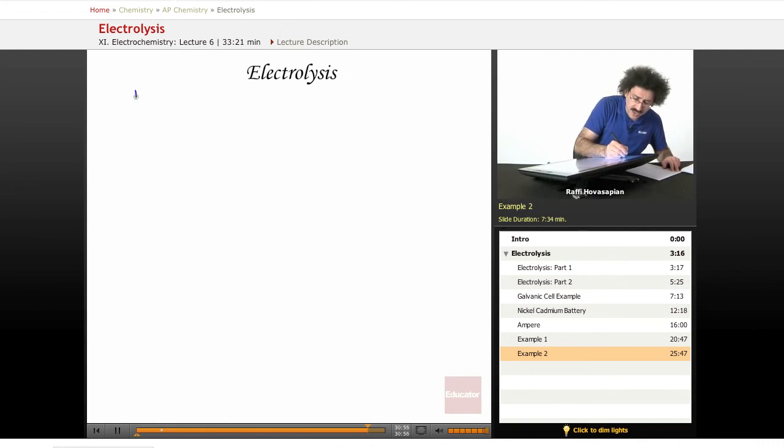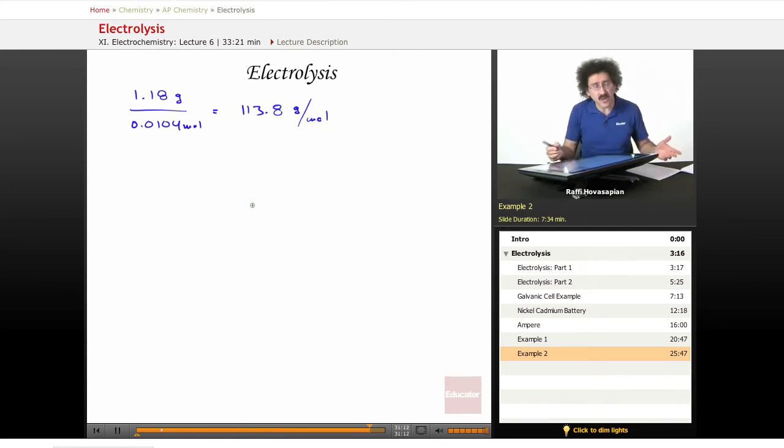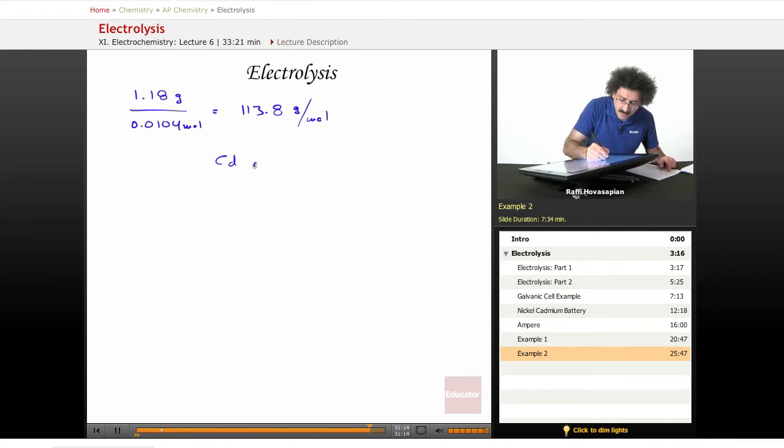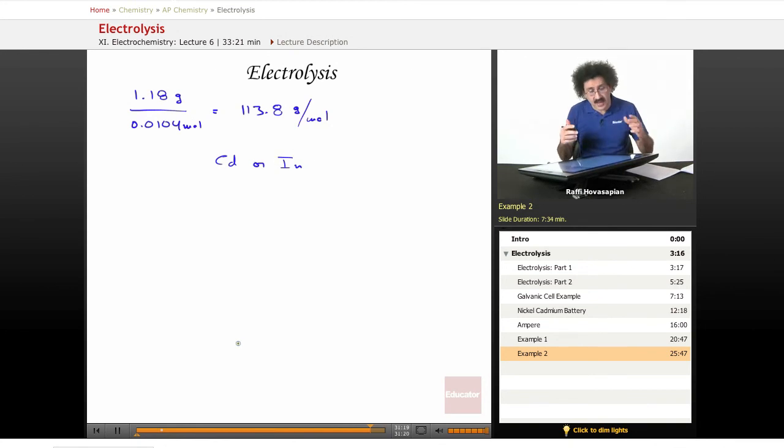Now, let's go ahead and go here. So we have 1.18 grams which consists of 0.0104 moles, and I end up with something like 113.8 grams per mole. When I look at a periodic table, I'm going to be somewhere in the cadmium or indium range. Well, cadmium doesn't have a 3+ ion. As it turns out, indium does have a 3+ ion. It just happens to be underneath the aluminum column. So in this particular case, our answer is going to be indium.